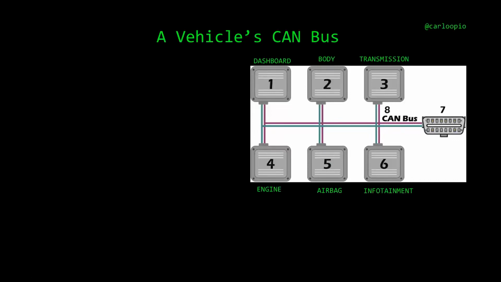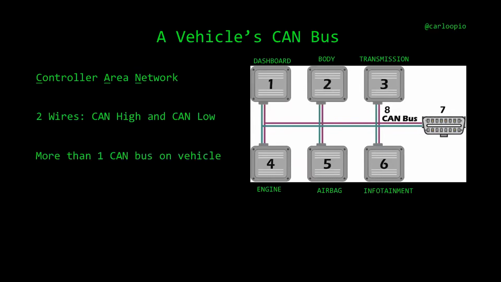internally there's a network called the CAN bus, and it connects all the modules through basically two physical wires that connect the dashboard to the engine, to the body control module, the airbag control module, the transmission, the infotainment system. Everything is connected on a CAN bus. CAN stands for Controller Area Network. It's two wires. It's CAN high and CAN low.